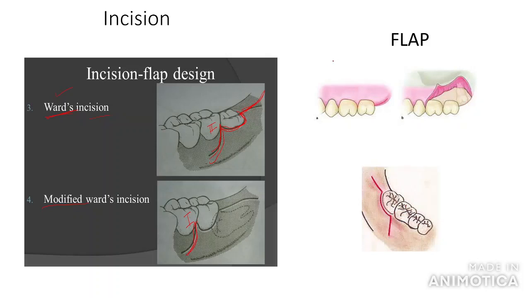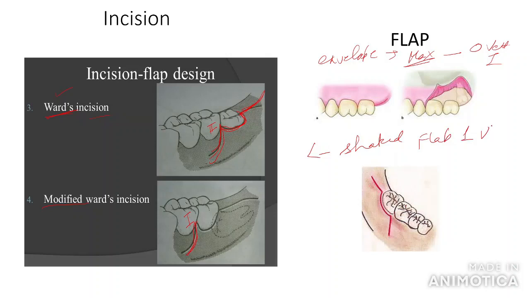When we talk about flaps, you can go in for an envelope flap. It is generally seen in maxillary cases and it has zero vertical incisions. Whereas this is your L-shaped flap. It has one vertical incision, and when you reflect this flap, it is going to be reflected like this in an L shape. That is the particular reason we call it an L-shaped flap, right?